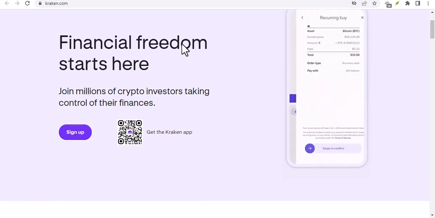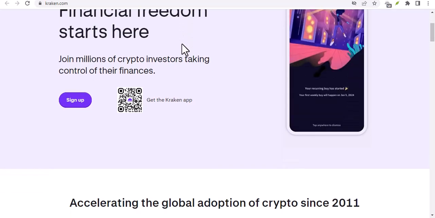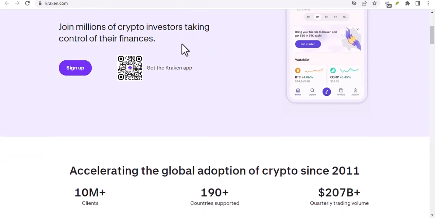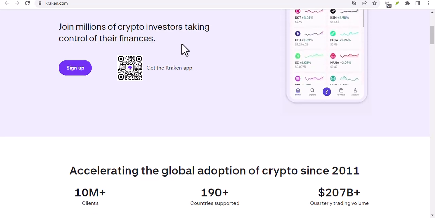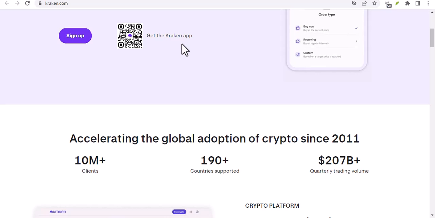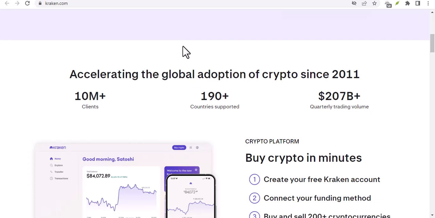Let's start with the basics. USDT, or Tether, is a stablecoin pegged to the US dollar. This means its value is meant to remain stable, unlike other cryptocurrencies that can fluctuate wildly. Kraken is a well-known and respected cryptocurrency exchange. It's known for its security, liquidity, and advanced trading features.